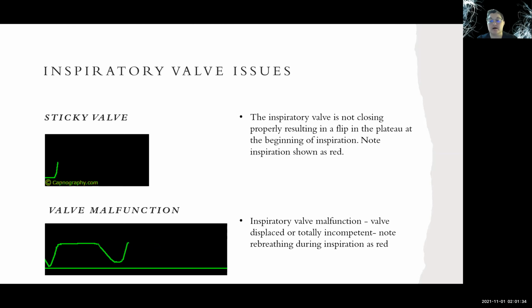With a valve malfunction, the inspiratory segment is actually sloped or slanted. Baseline is usually elevated above zero, or no true baseline is actually noted between the inspiratory segment and the start of phase one. So as we can see in that bottom image where it's noted in red, this is generally seen in rebreathing instances.